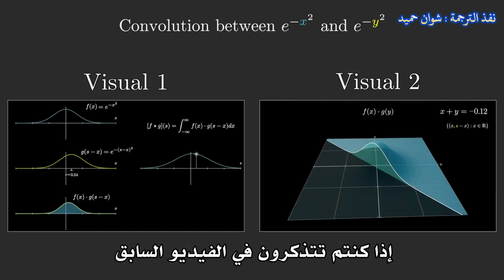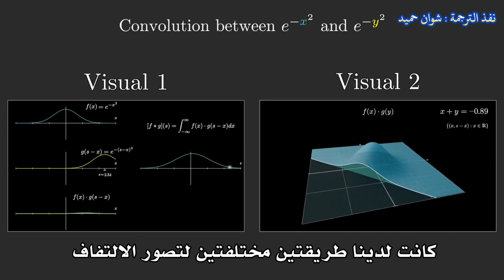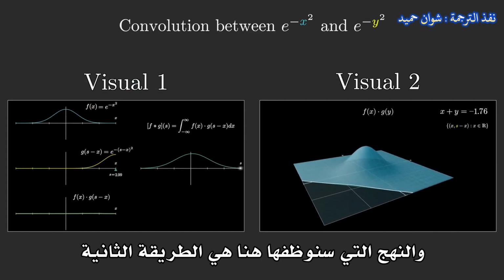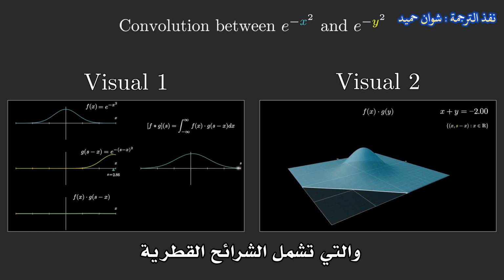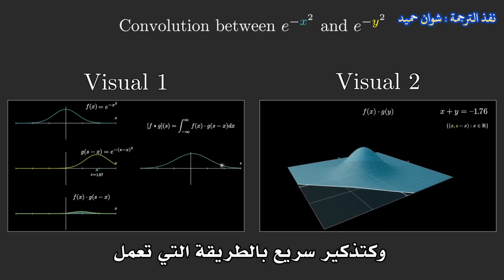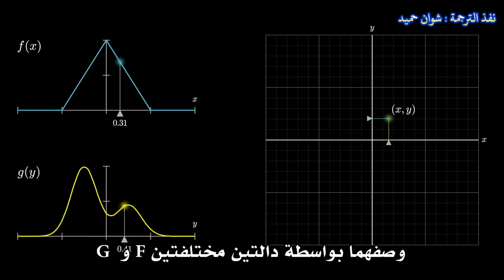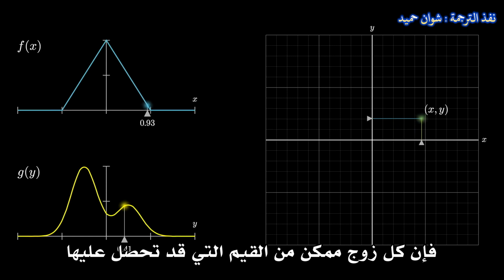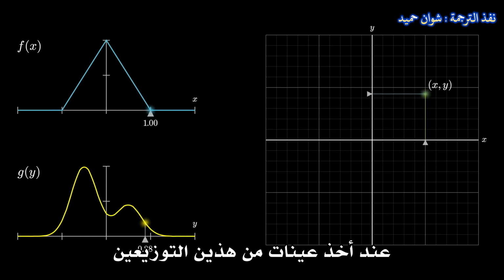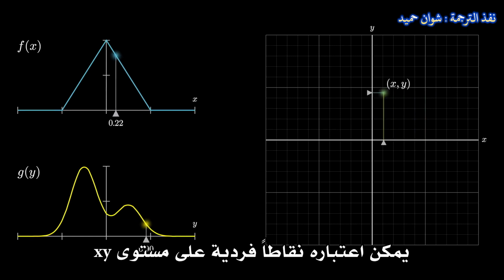If you'll remember, in the last video we had two different ways to visualize convolutions, and the one we'll be using here is the second one, involving diagonal slices. And as a quick reminder of the way that worked, if you have two different distributions that are described by two different functions, f and g, then every possible pair of values that you might get when you sample from these two distributions can be thought of as individual points on the xy plane.